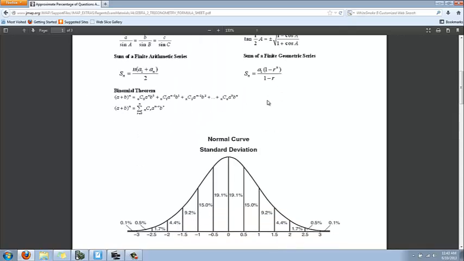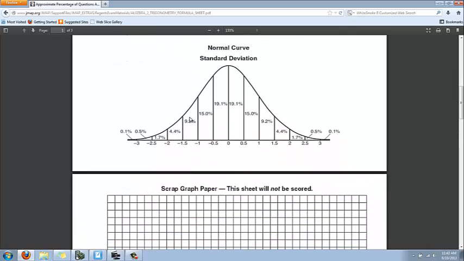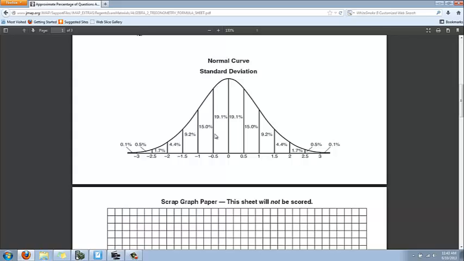Binomial theorem we will cover next chapter, and then all the way at the bottom is what we see, normal curve. That's standard deviation, and that's what we're going to talk about today. But this is the curve. You see how these percentages towards the ends are extremely small percentages? That's kind of like outliers. Those are the really, really short people, and these are the really, really tall people, but the majority of us live up here. And I'm going to explain to you what all of these different numbers mean.